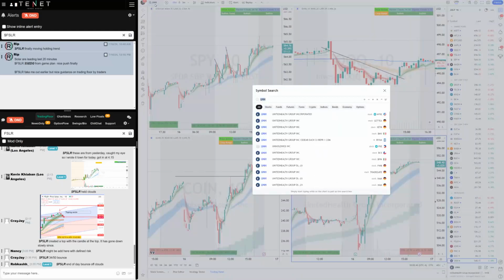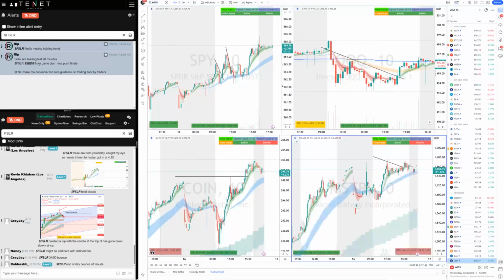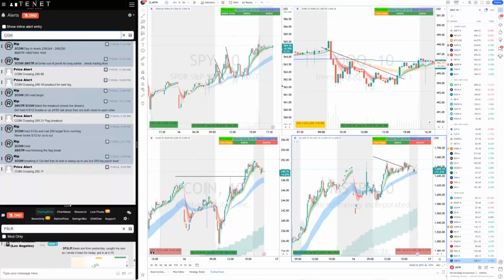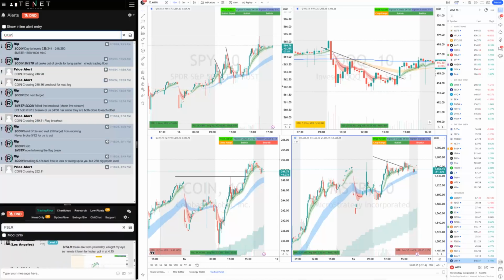I'm not going to spend too much time on COIN and MSTR. They were both not bullish right at open. So you see that I gave the COIN levels 238, 244, and MSTR levels 1560, 1600. Initially they were bearish. That's fine. That's not where your trade is. Your trade is when we get over the clouds. This is where your trade is, right?